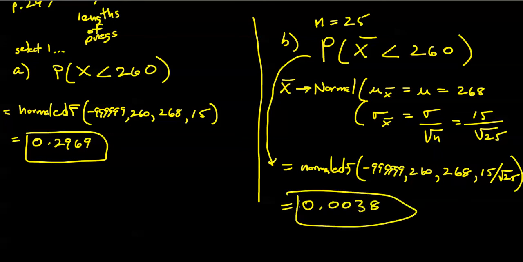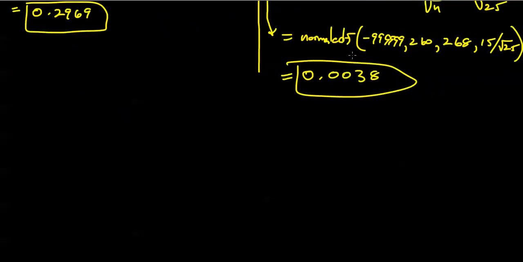So certainly your answer to part B is less than your answer to part A. Again, you're less likely to be in extreme ranges when you're talking about sample means. That's really what the central limit theorem is all about. All right, one more example here. We'll call it a day.